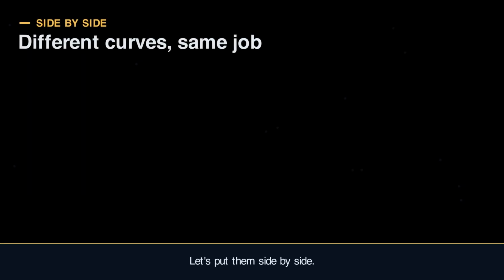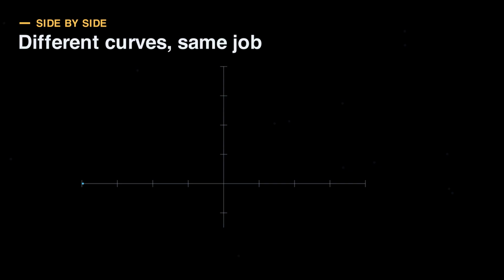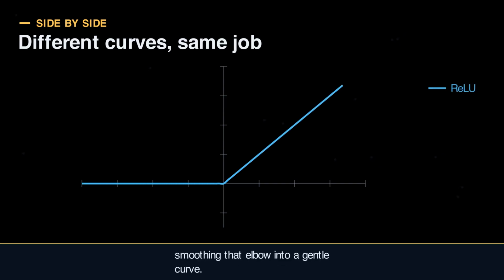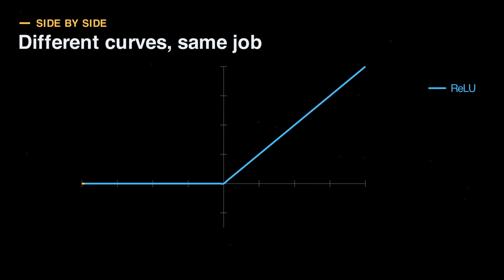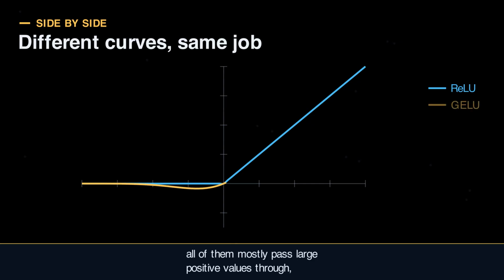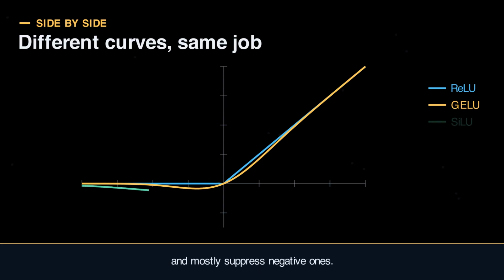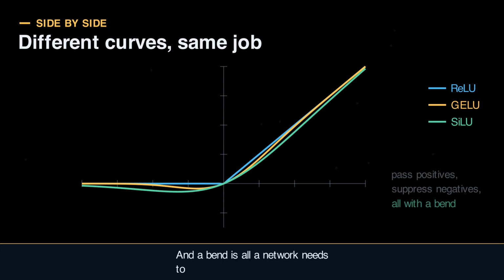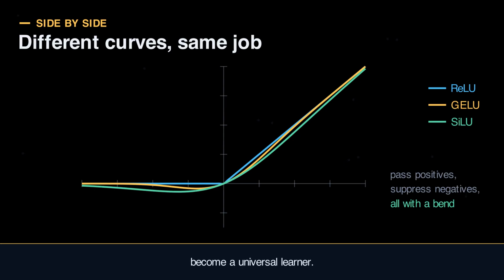Let's put them side by side. ReLU with its sharp elbow. GELU and SiLU, smoothing that elbow into a gentle curve. Notice the shared story. All of them mostly pass large positive values through and mostly suppress negative ones. What each one really adds is that one crucial ingredient, a bend, and a bend is all a network needs to become a universal learner.